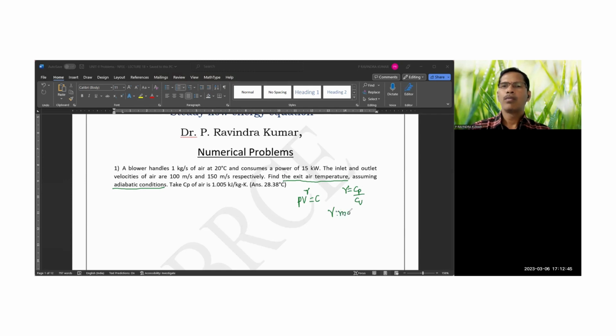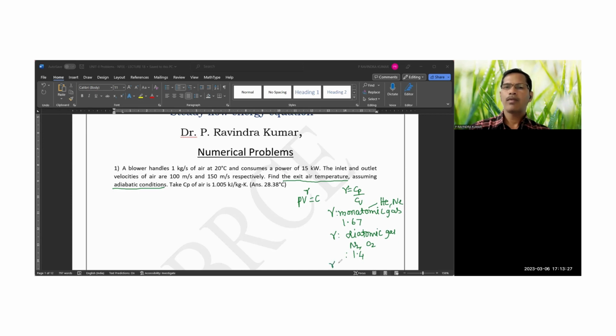Gamma for monoatomic gas: the standard value you have to use is 1.67. For diatomic gas, monoatomic gases means you can take helium, neon, and diatomic gases means nitrogen, oxygen. The value you have to consider for gamma is 1.4.